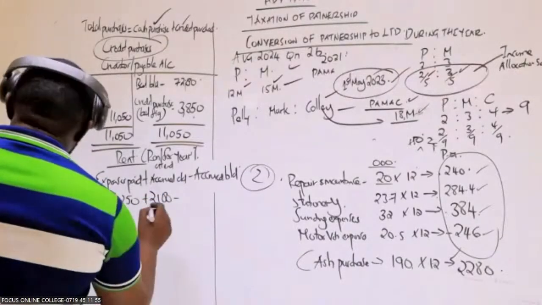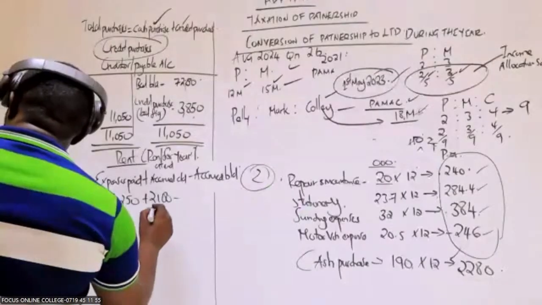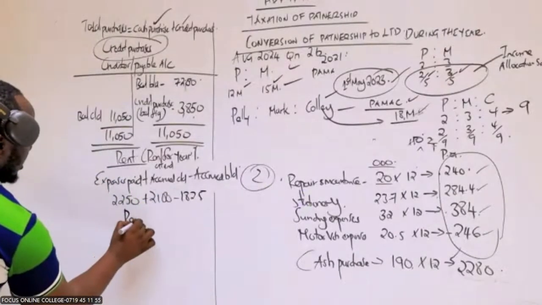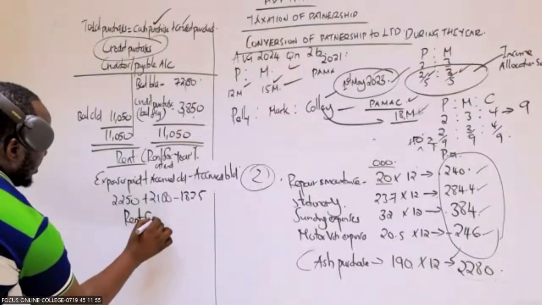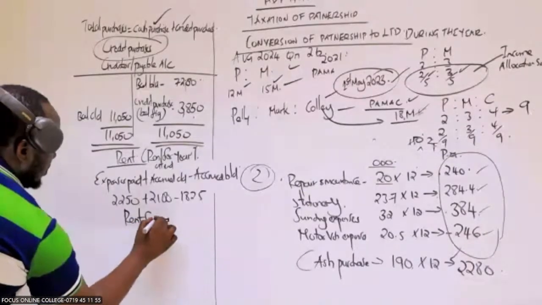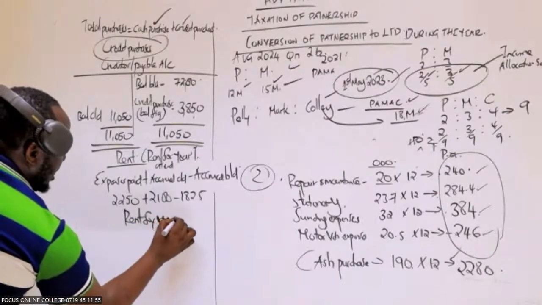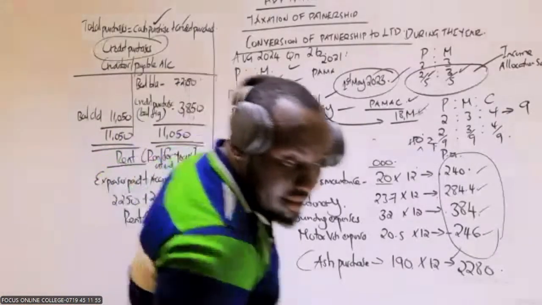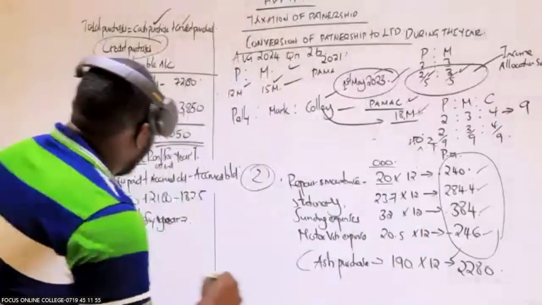That is rent. That should be 18.25. So what is the rent for the year? Give me the rent for the year. So that is 25.25.